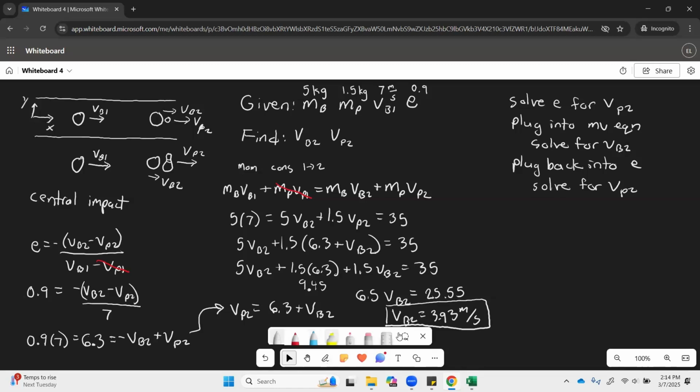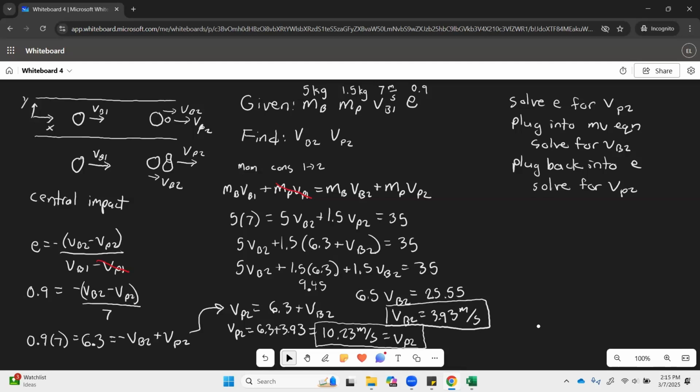Now we have to plug these numbers in and solve for VP2, which equals that 3.93 plus the 6.3. So 10.23 meters per second equals VP2, which is a high speed and much larger than VB2. So reality check tells us success. Yes, this is a reasonable answer.